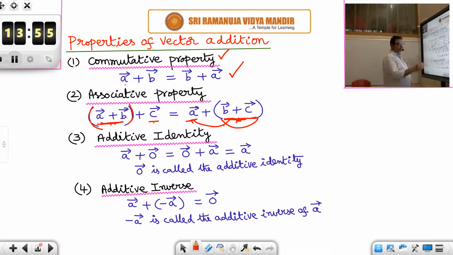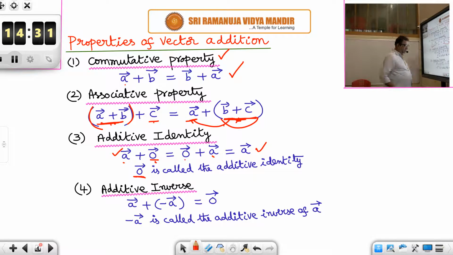Next, additive identity. Say A bar is any vector. To that vector, if you add 0 bar, A bar plus 0 bar is equal to 0 bar plus A bar, which is equal to A bar only. This 0 bar is called the additive identity, because to any vector, whether it is A bar or B bar or C bar, if you add 0 bar, the result will be the same vector only. That is why it is called the additive identity.